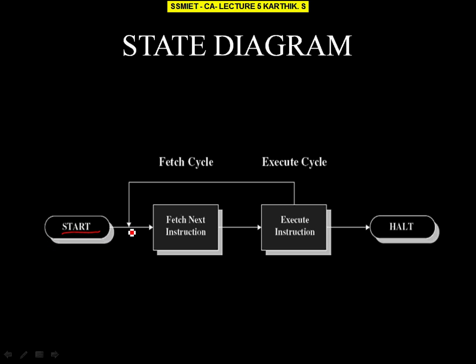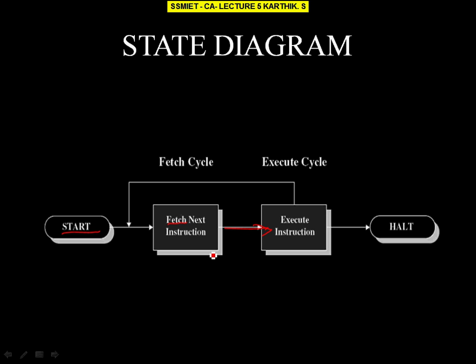Once started, the processor will fetch the instruction. Here the decoding unit is not shown, so it is embedded within this execute instruction block. After fetching, the instruction will be decoded. Then once decoding is completed, it is executed. Then this halt says the execution is over. After execution, it stores the result, and it keeps on fetching instructions until the end of the program. So this is a simple state diagram which compiles the whole basic operation of a computer.